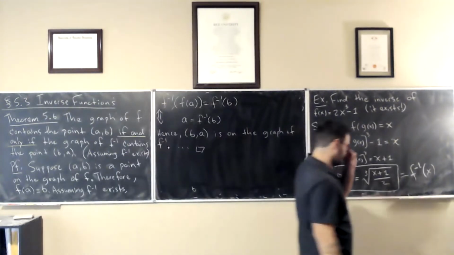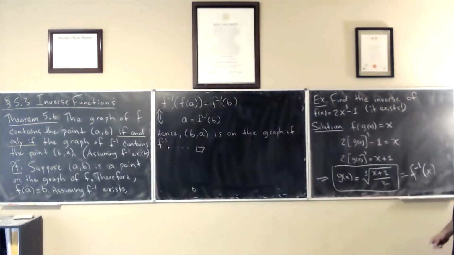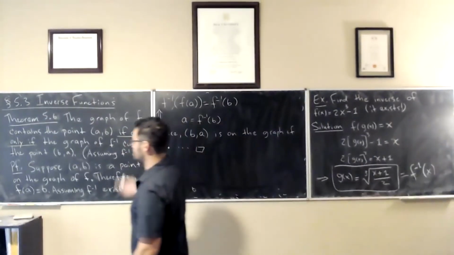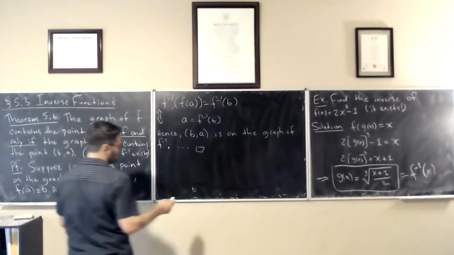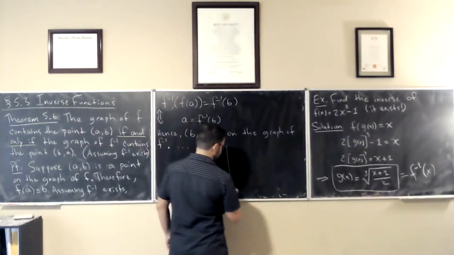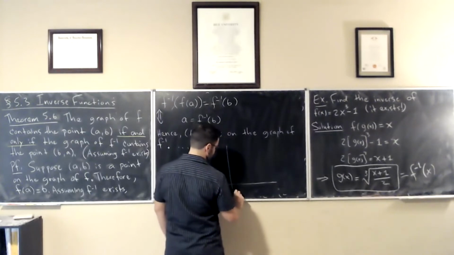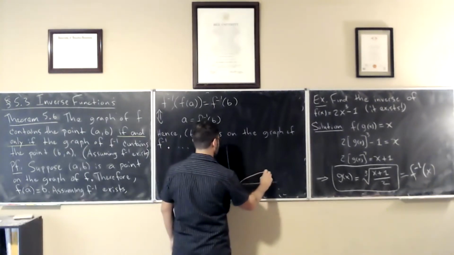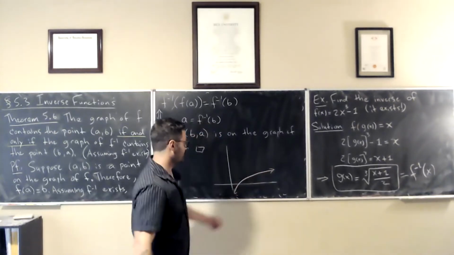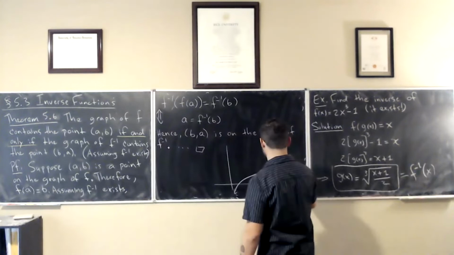Now, what this says is that there exists some type of symmetry in the graphs of a function and its inverse. So, for example, let's just suppose that we have, well, this actually looks like natural log, okay?